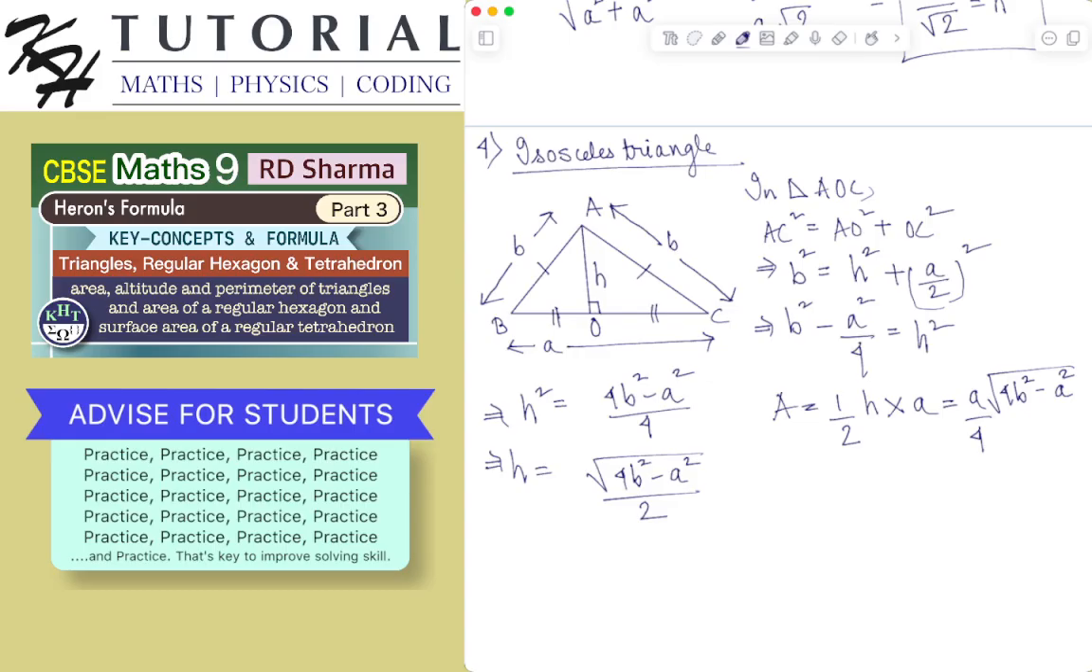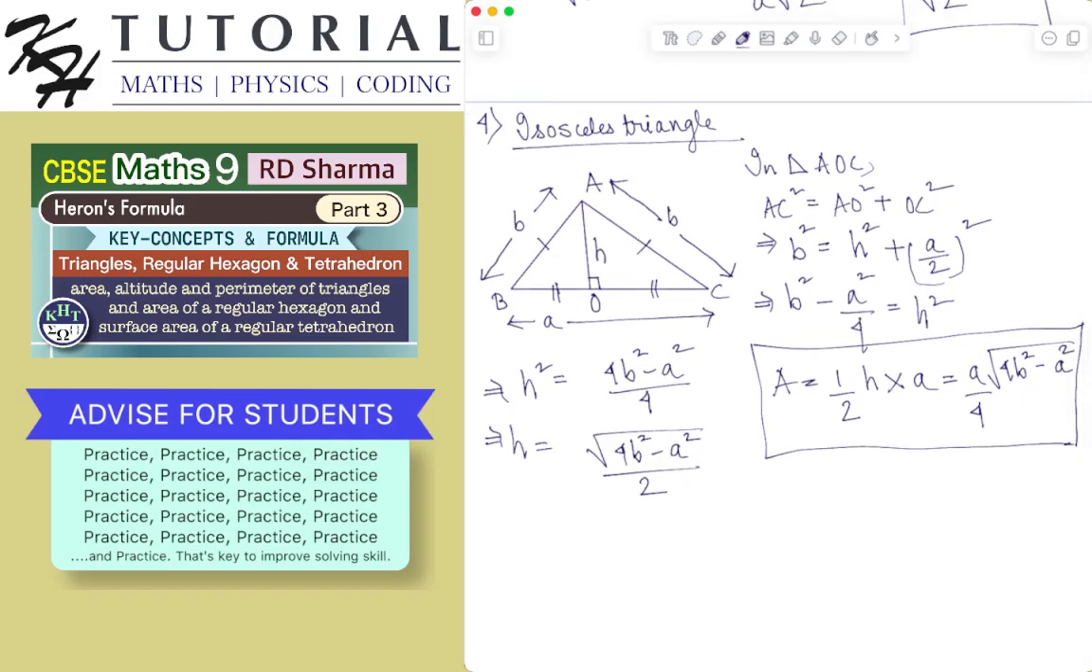Now usually I really don't expect you to remember this formula. If you can, it is absolutely fine, but you must always be able to derive this formula for area based on a and b. And then obviously what will be the perimeter? Perimeter is nothing but twice a plus b. Okay, so that is all for the isosceles triangle.